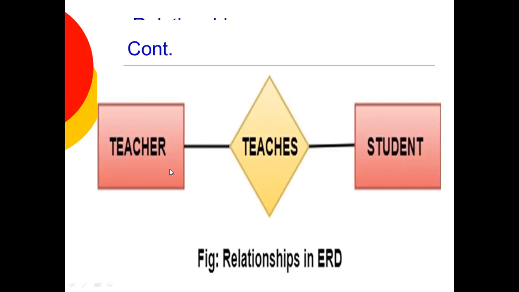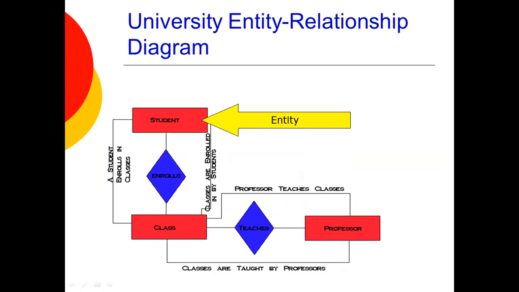Here teacher is an entity, and student is again an entity, and each may have a number of attributes. The diamond-shaped box shows the relationship. So teacher teaches student, and this indicates the relationship. This is a relationship in the ER diagram, the entity relationship diagram. This is one complete form, and you can consider it an example of the entity diagram.